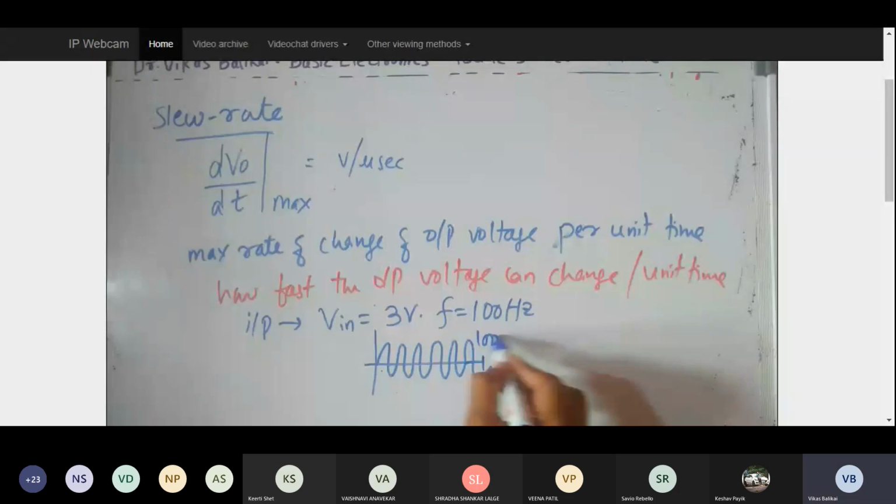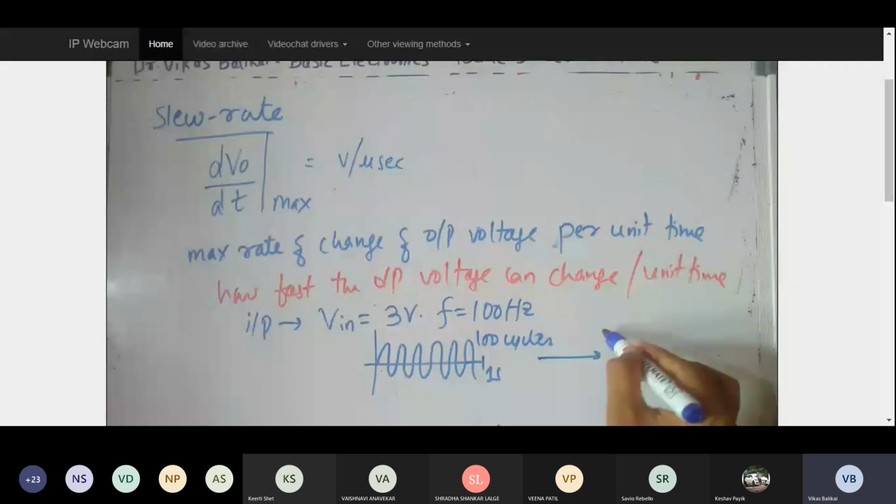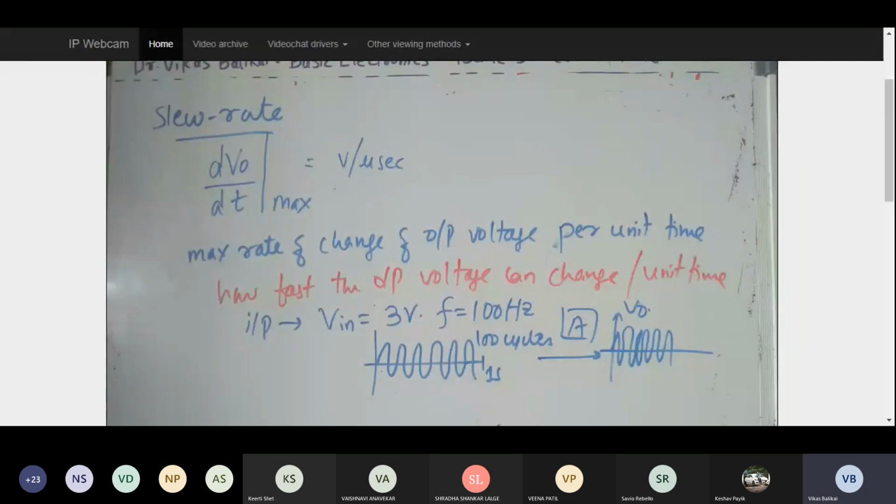I expect at the output side, after it passes through the operational amplifier, that the output voltage should also have the same kind of frequency. So that is the meaning of this rate of change of output voltage per unit time. So what do I expect when I give the input with so and so frequency? I'm expecting the output should also have a similar frequency, but practically this is not the case. There is always a limitation on how fast the change can occur. So the maximum rate of change in the output voltage is limited.